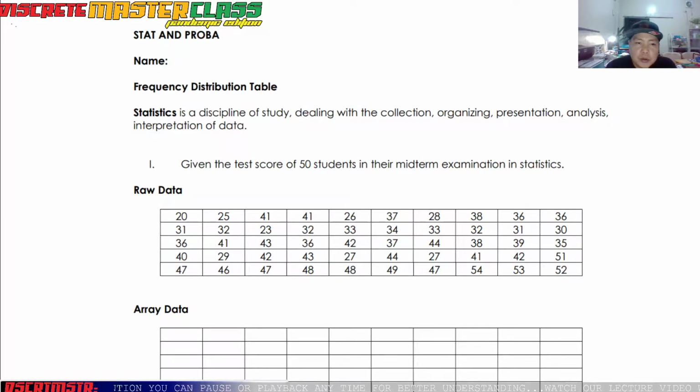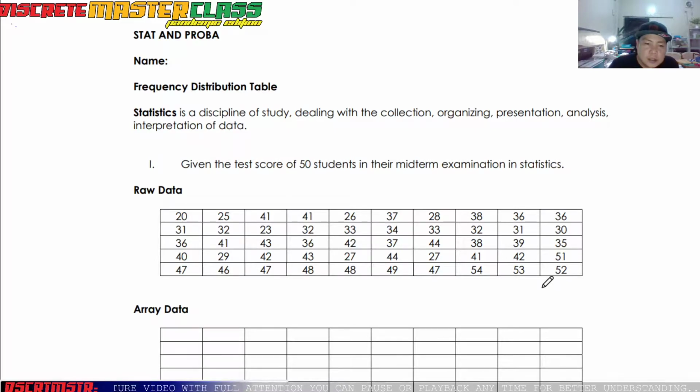This is a good example for you since you are a BSED students. Teacher kayo pagkatapos nyo mag-aral, no? So, my example is a good example for you. Given the test score of 50 students in their midterm examination in statistics, ito yung tinatawag na raw score. Ito yung mga scores ng estudyante. Okay? 50 students. So, dahil 50 yung students, at let's assume na lahat nag-exam, ito yung 50 na scores.